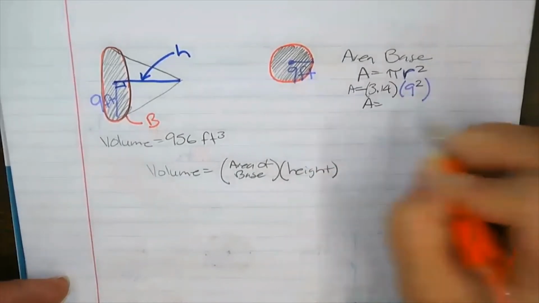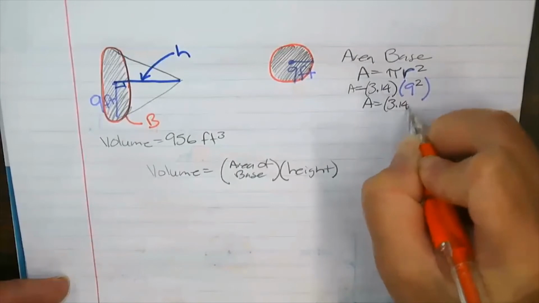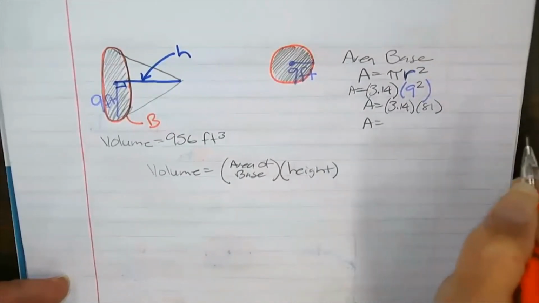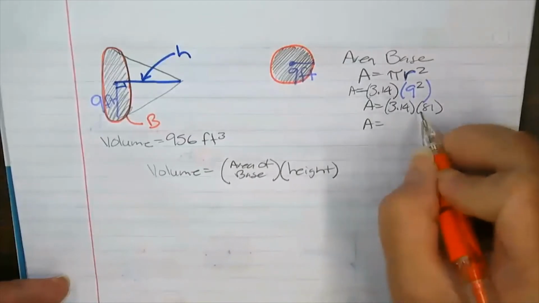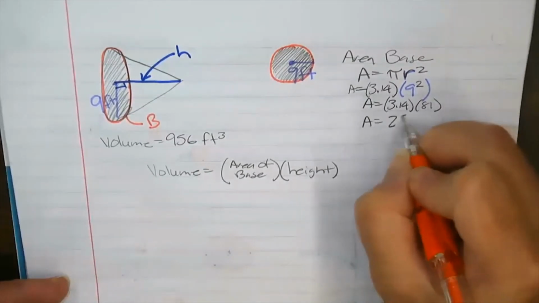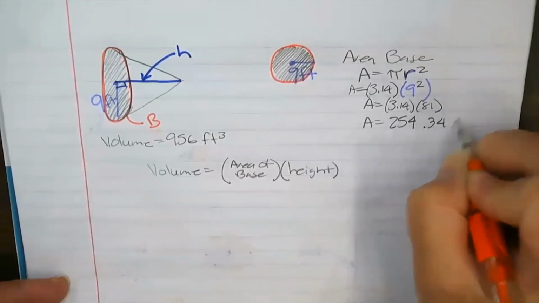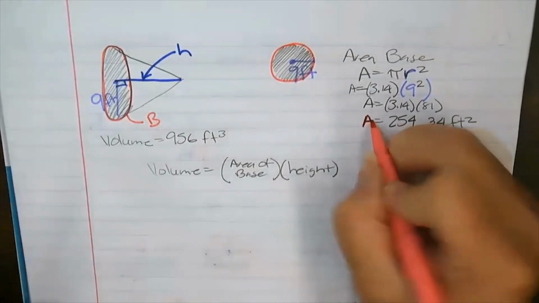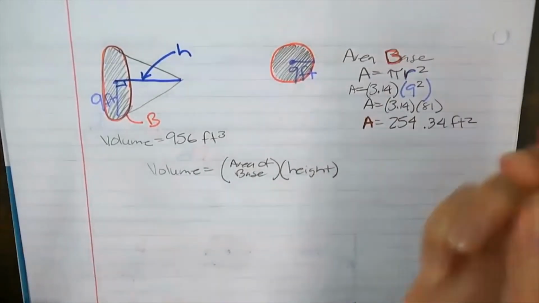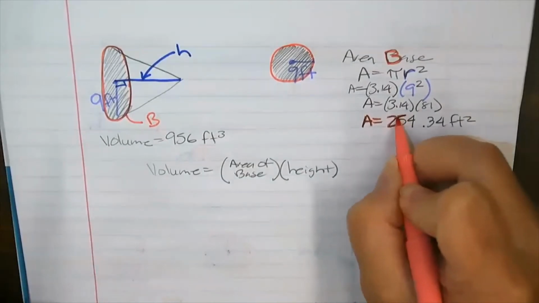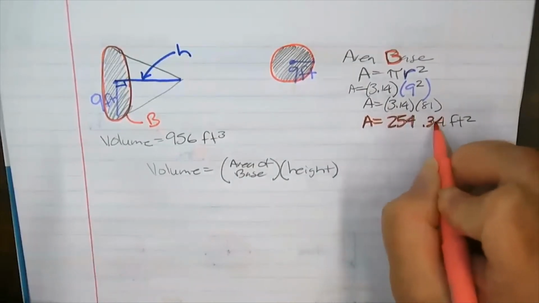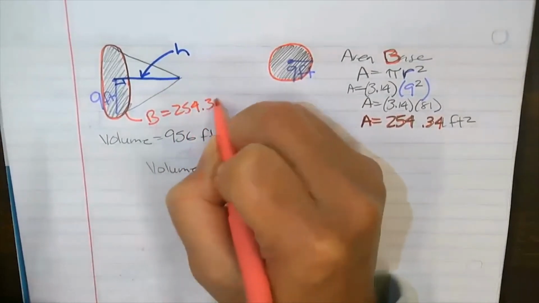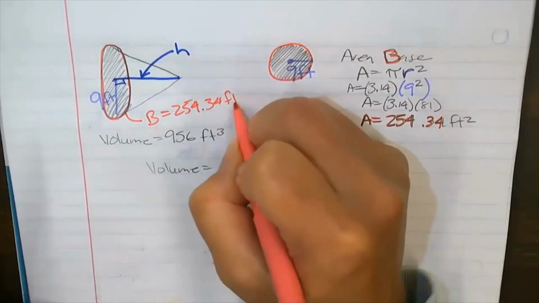So the area is equal to 3.14. 9 times 9 is 81. Then I'm going to use my handy dandy calculator. 3.14 times 81 is 254.34 feet squared. So this is the area of the base, is equal to 254.34. So my base is equal to 254.34 feet squared.